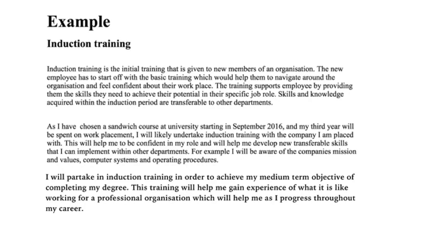As I have chosen a sandwich course at university starting in September 2016 and my third year will be spent on work placement, I will likely undertake induction training with the company I am placed with. This helps me to be confident in my role and will help me develop new transferable skills that I can implement within other departments. For example, I will be aware of the company's mission and values, computer systems and operating procedures. I will partake in induction training in order to achieve my medium-term objective of completing my degree. This training will help me gain experience of what it's like working for a professional organisation, which will help me as I progress throughout my career.